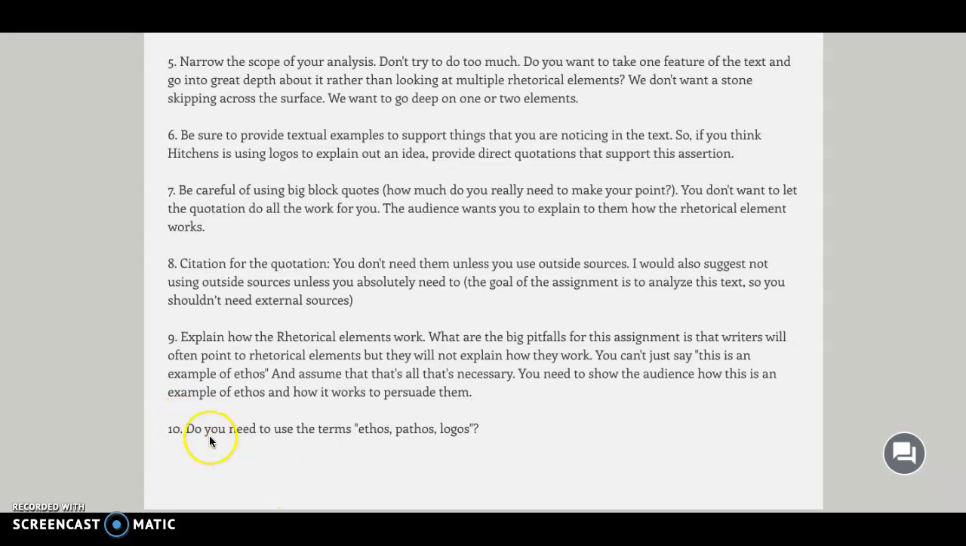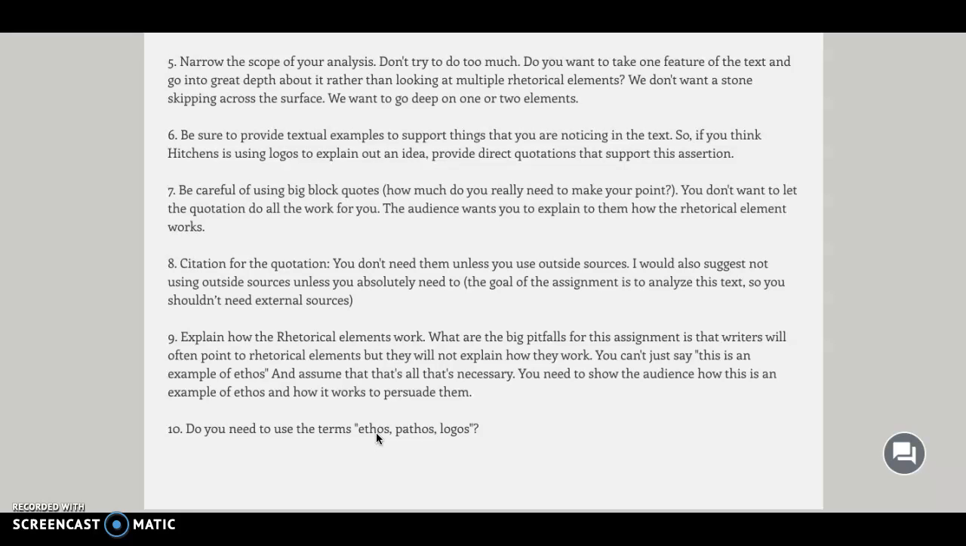And then finally, the question I get a lot is, do you actually need to use the terms ethos, pathos, and logos? No, not necessarily. You could use emotion. You could use logic. You could use credibility for ethos as well. Those do work, but there are the formal terms of ethos, pathos, and logos available. So keep that in mind.